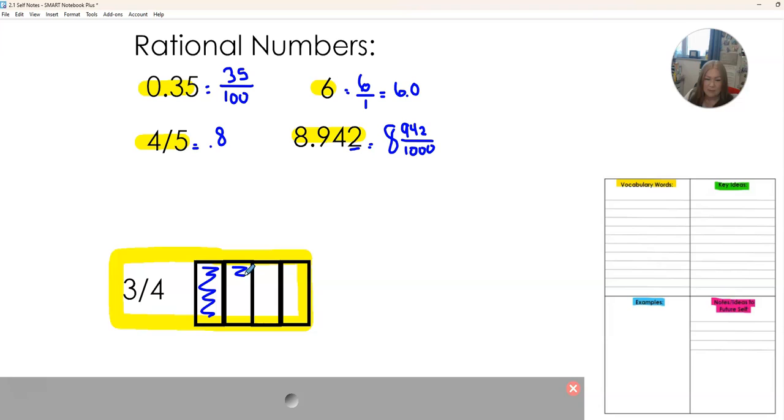So here's another example of a rational number. So it's just a nice fraction that we can shade in. That 3/4 is a rational number. We could also make it -3/4, still a rational number.